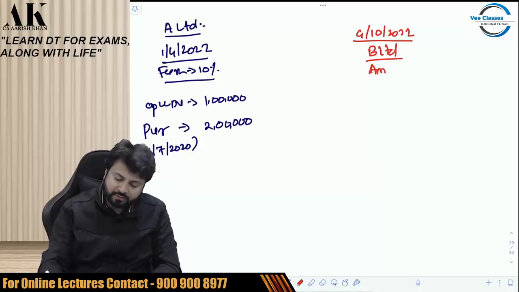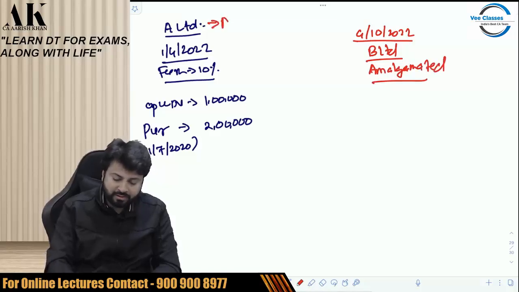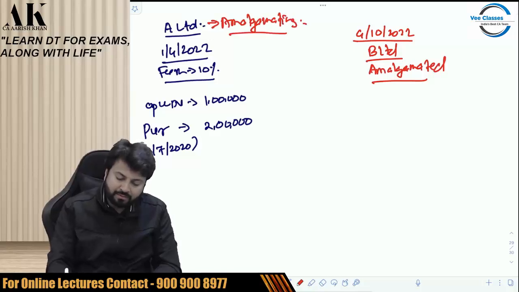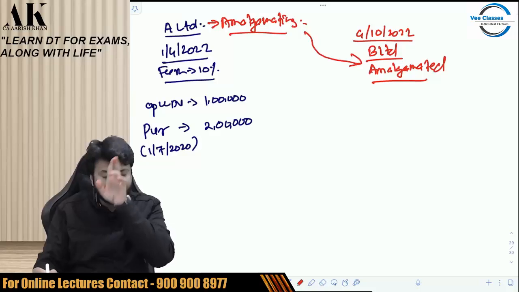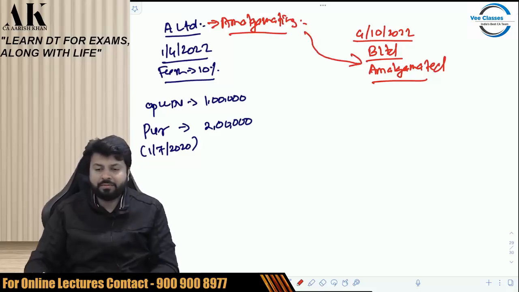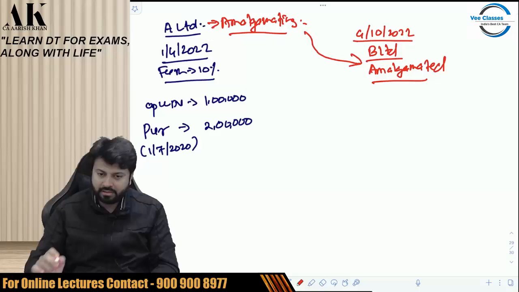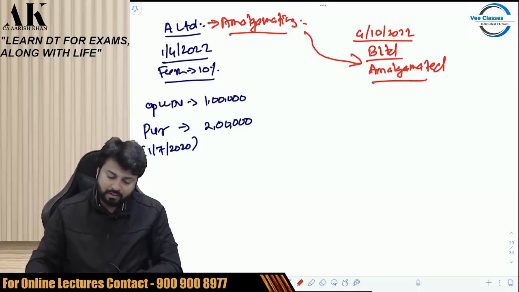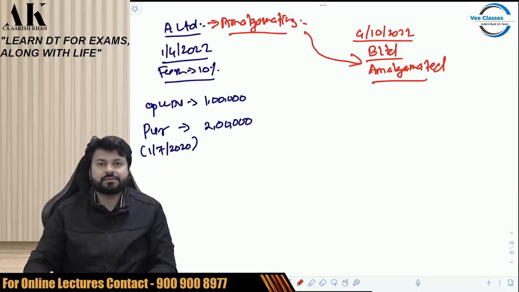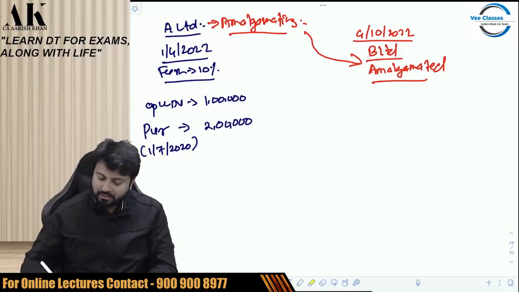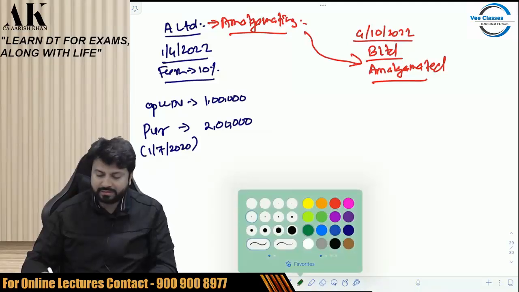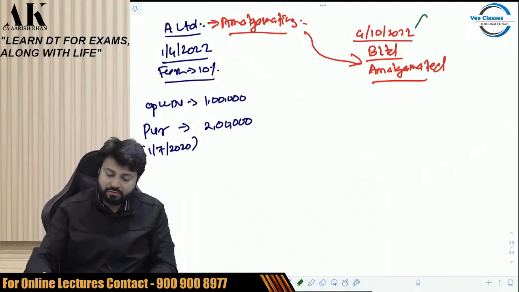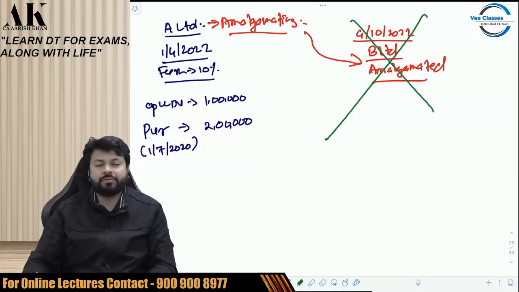So B Limited is the amalgamated company, and A Limited is the amalgamating company. The amalgamating company got merged with the amalgamated company. Now, how to claim depreciation in that case? The government says compute depreciation as if no amalgamation has taken place. You have to compute as if nothing has happened. Compute depreciation in that manner.